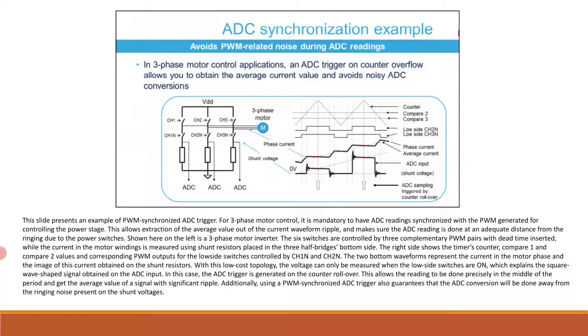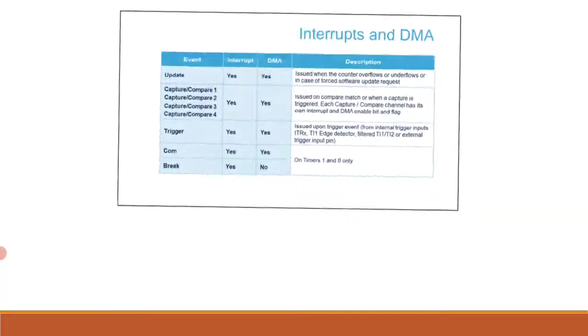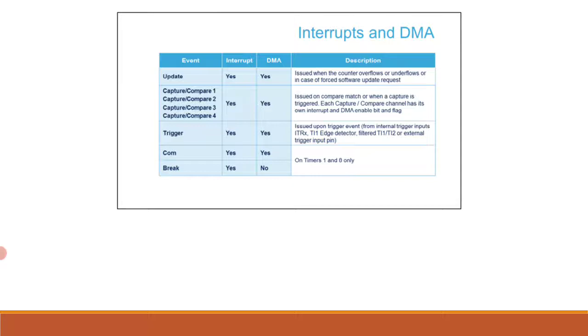Next we will move on to the interrupts and DMA request sources. Look at the table. Most of the events are able to generate either an interrupt or a DMA request, and even the two simultaneously. The update is issued when the counter overflows or underflows. It is mainly used to refresh the timer's runtime settings at the beginning of the PWM period and maximize the interval before the next register update.